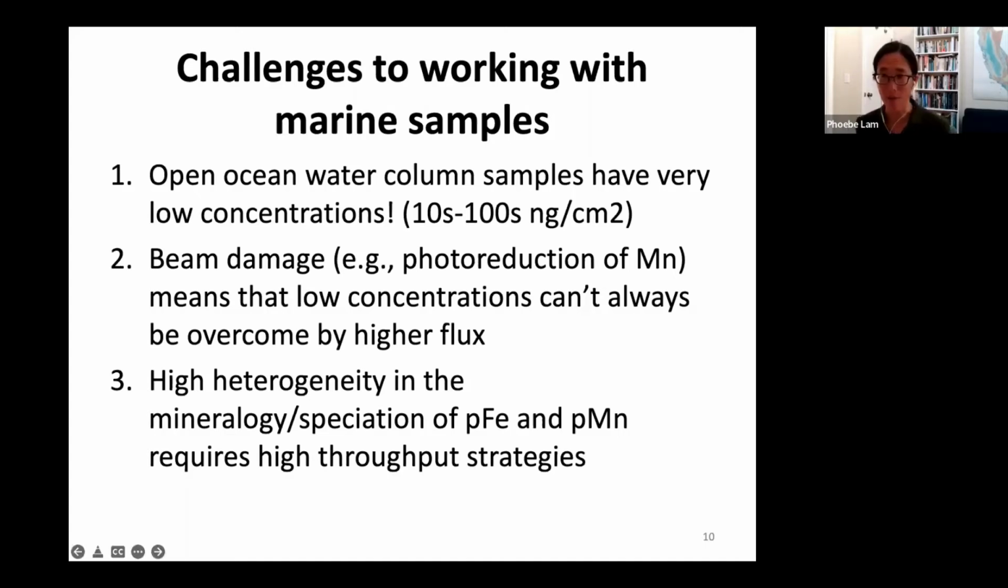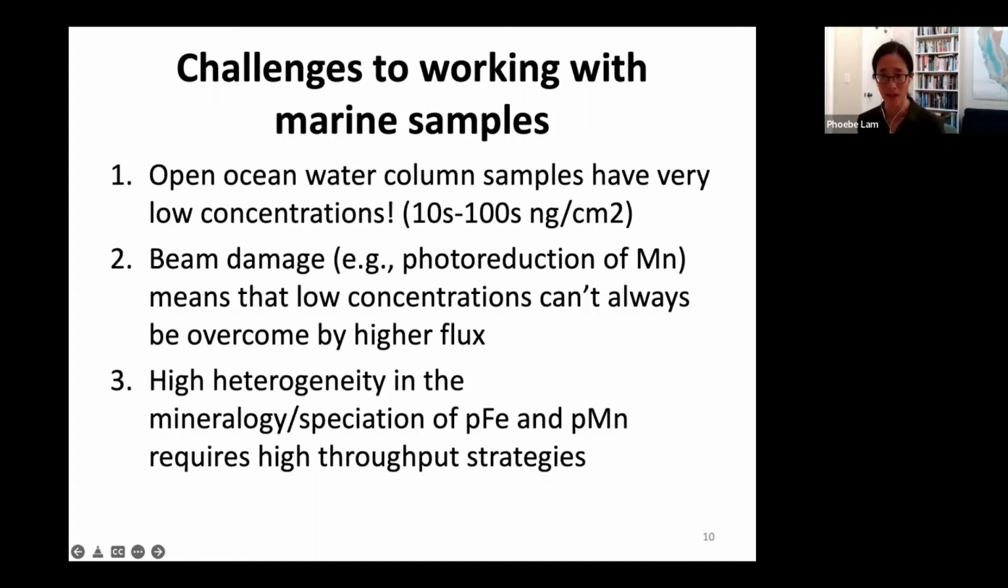Beam damage is a problem. Just because we have low concentrations, we can't get around that by just increasing flux, because then we end up inflicting beam damage. So we end up having to do things very quickly, quick XAS to figure out whether we are causing beam damage. We have to do things in cryo environments. We have to try to keep things very cold. This is especially the case for manganese, we found.